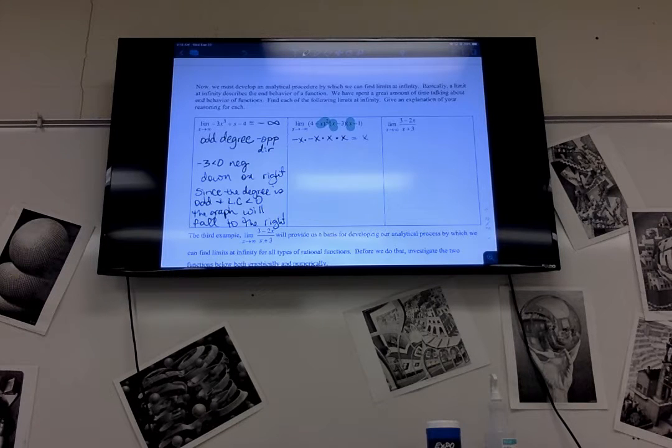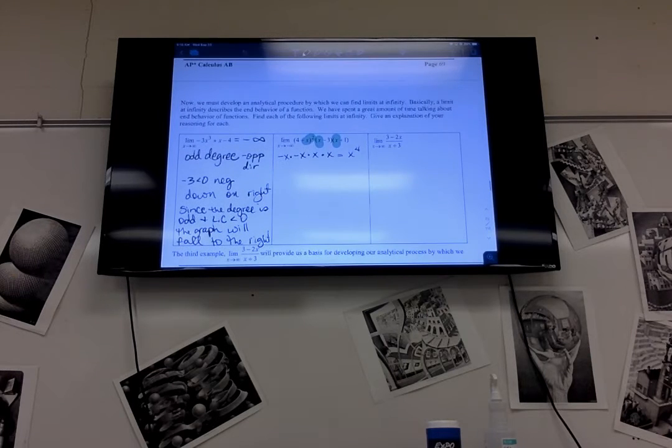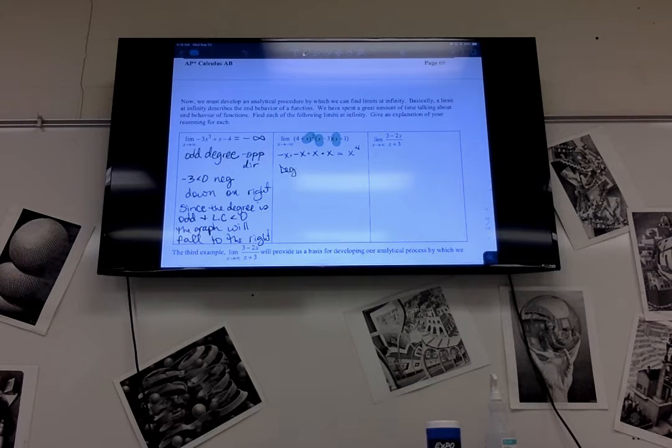Question: you split up the negative x squared? Yes, that's because it was squared. Well, you could have just left it together and squared it. That would have been okay. Wouldn't that have been quicker? Probably, but I might have lost some people.